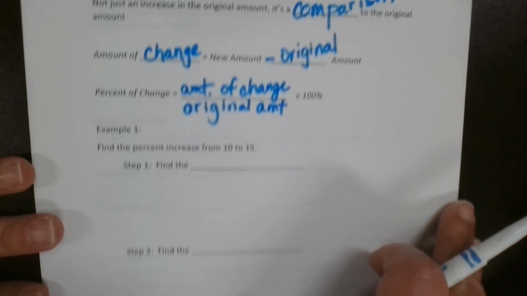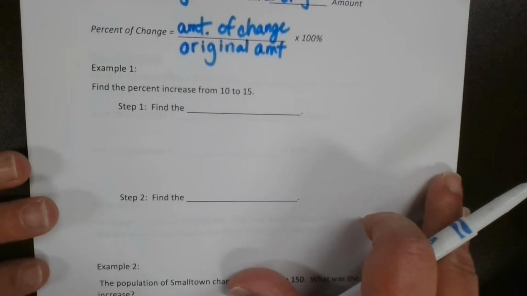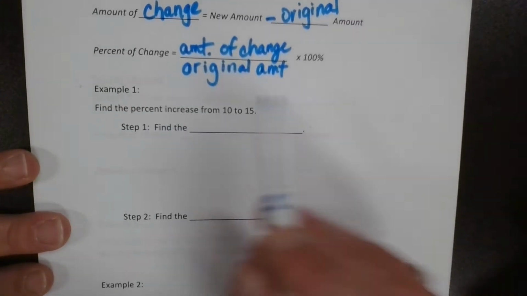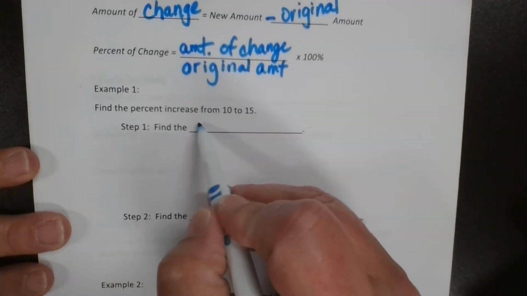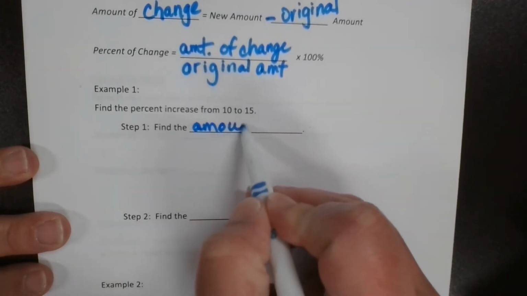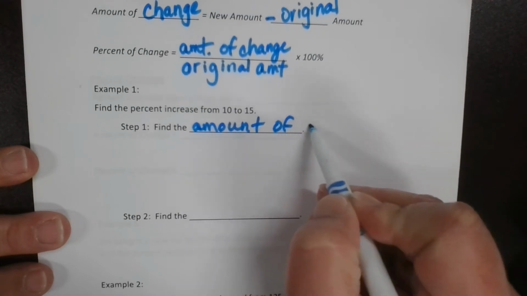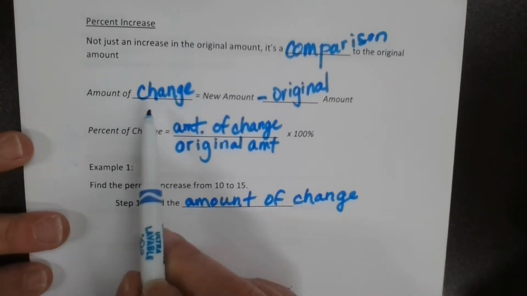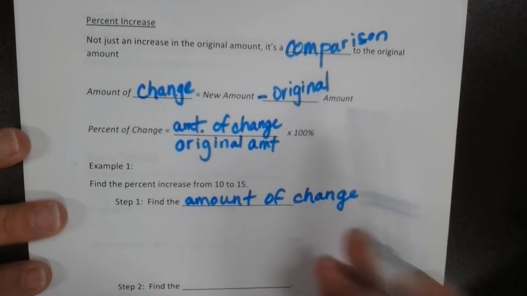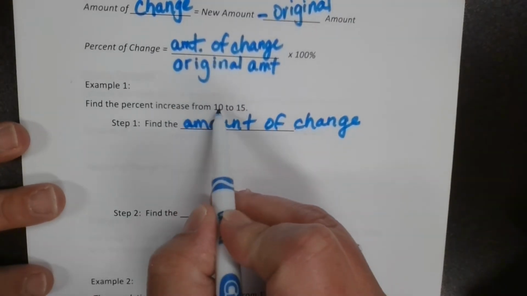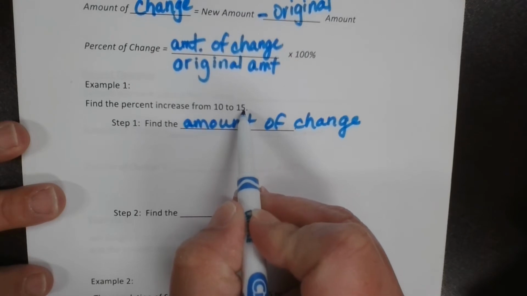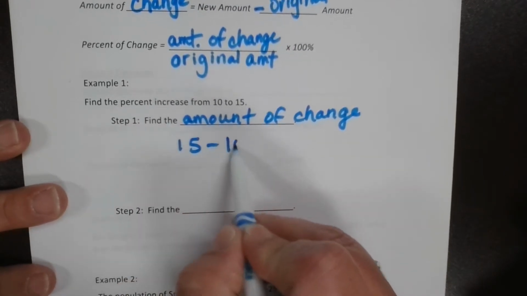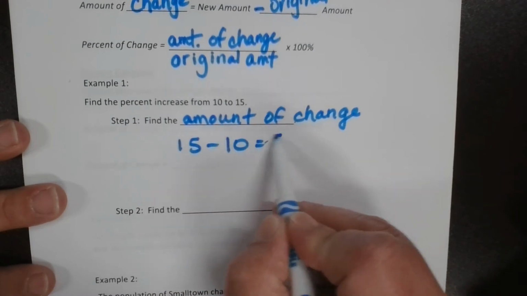So in this first example, it says, find the percent increase from 10 to 15. So on step 1, I need to find the amount of change. Well, in order to find the amount of change, I take the new amount minus the original amount. So I went from 10 to 15. 15 is the new amount. So 15 minus the original amount, 10. So the amount of change is 5.